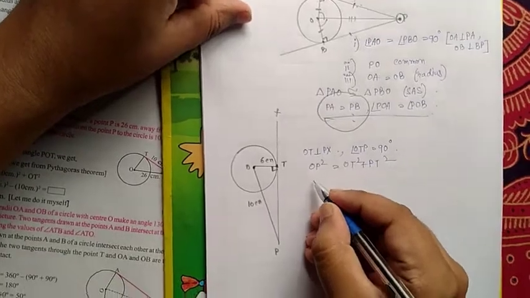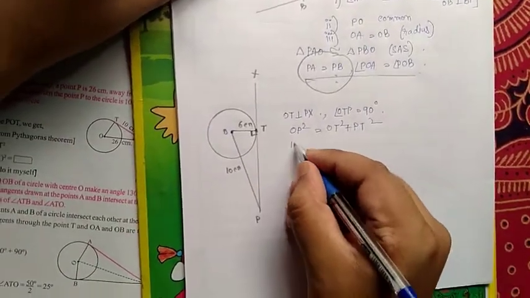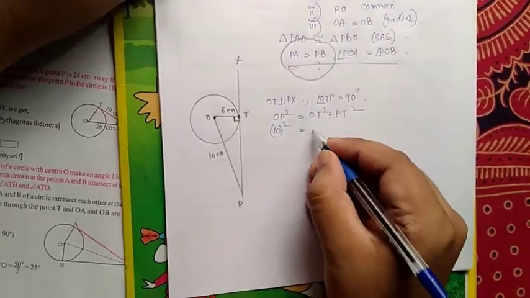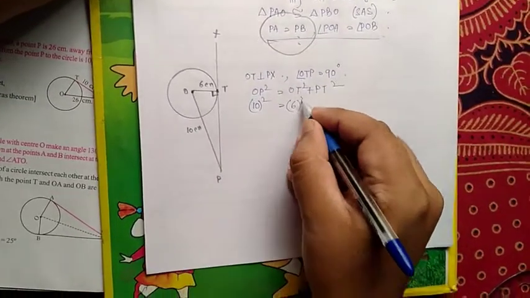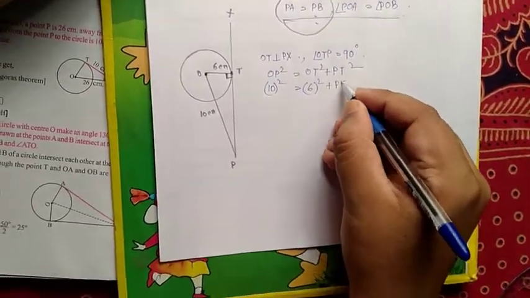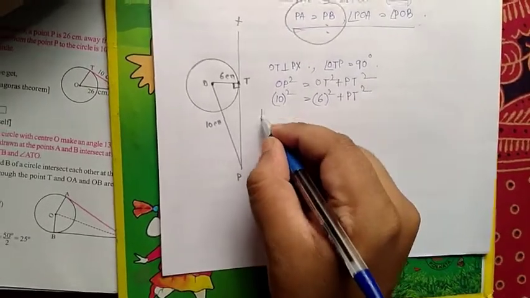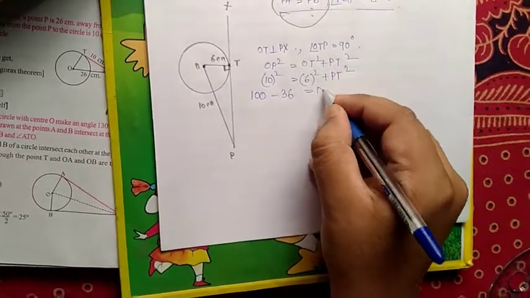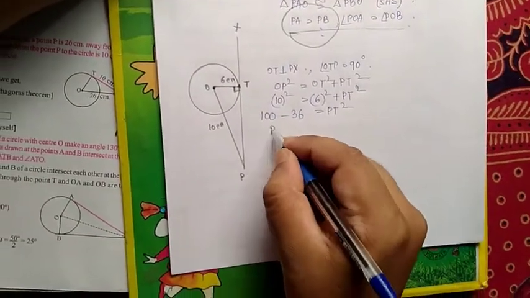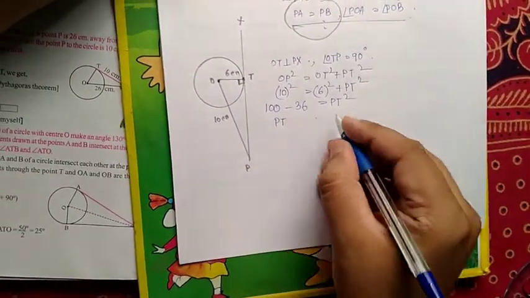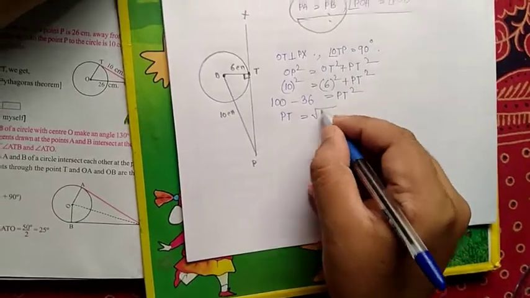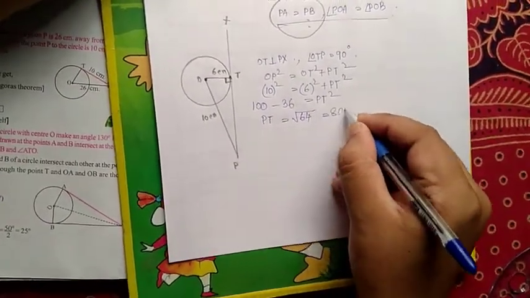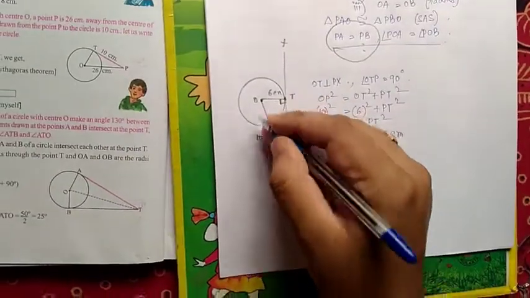Now we know OP is 10 cm. So 10 square equals OT square, which is 6 whole square, plus PT square; we have to find PT. So 10 square means 100, minus 6 square means 36, equals PT square. So PT square equals 64. So PT equals root over 64. 100 minus 36 equals 64. Root 64 means 8 cm. So therefore PT equals 8 cm.